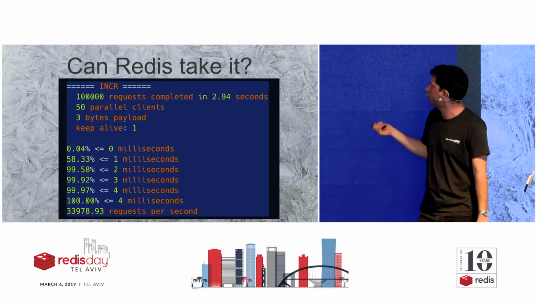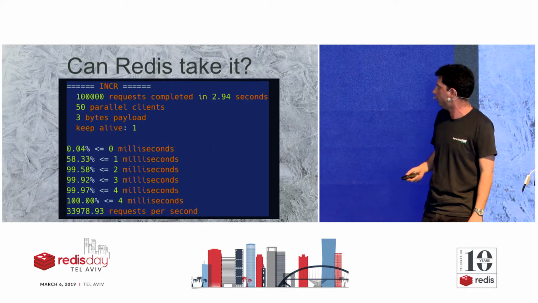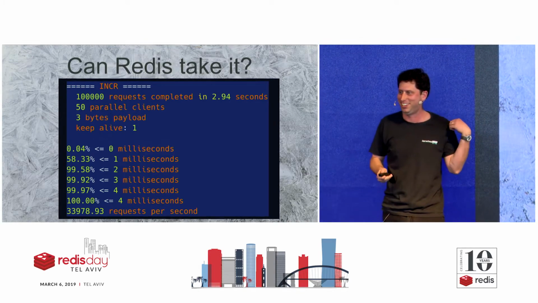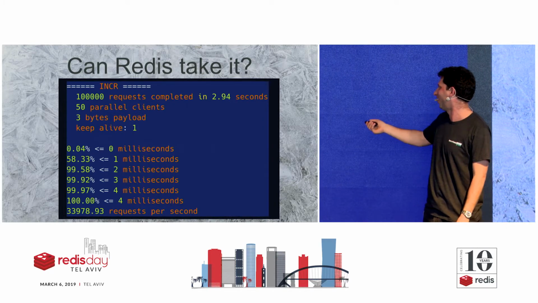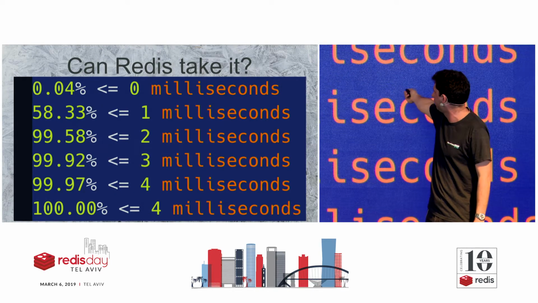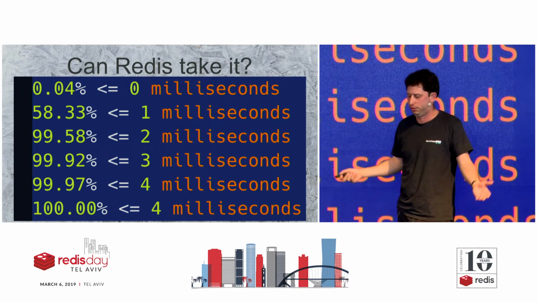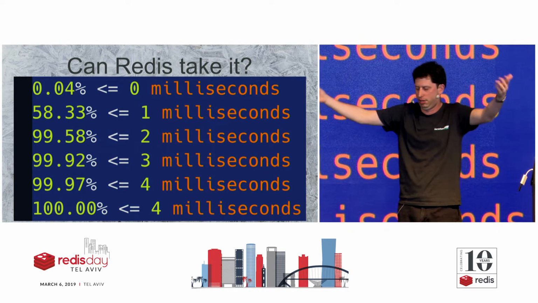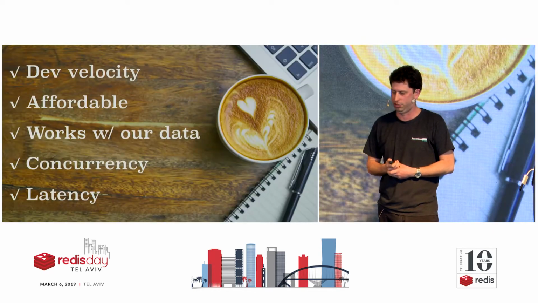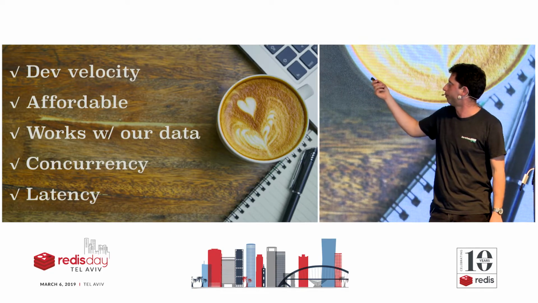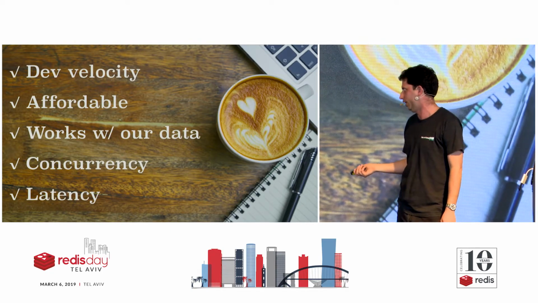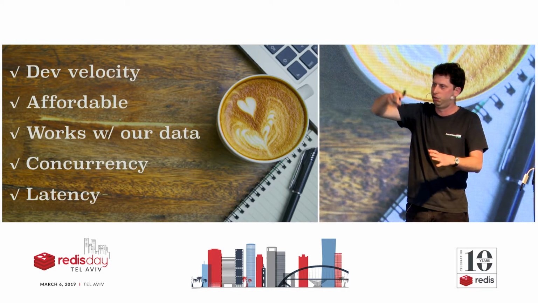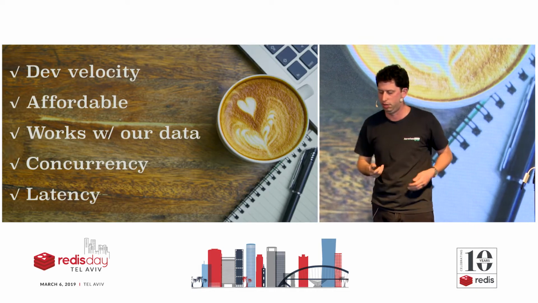And actually, I executed this Redis benchmark yesterday. A miracle happened, and some requests returned in less than 0 milliseconds. But for the most part, we're talking about less than 2 or 3 milliseconds. So there's no latency issue with opening 1,000 connections to Redis and executing queries on it. So: development velocity, affordable, and works with our data. Concurrency and latency is a non-issue even if our load fluctuates, with a decent Redis solution.